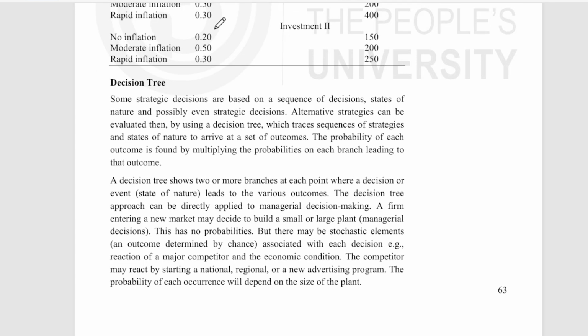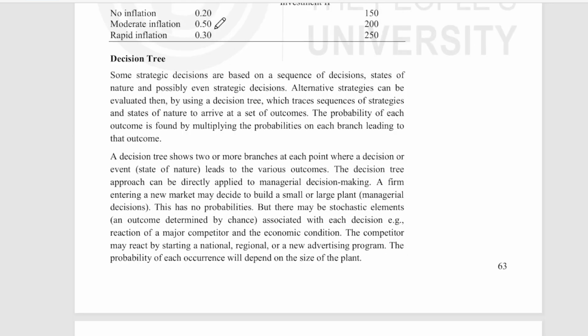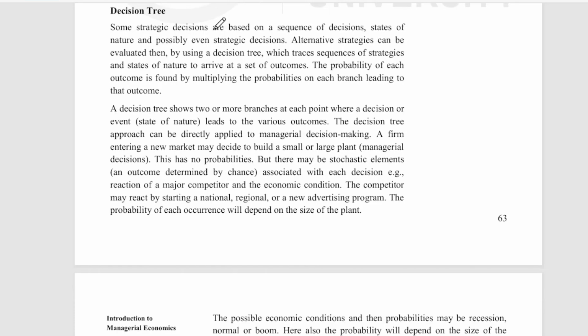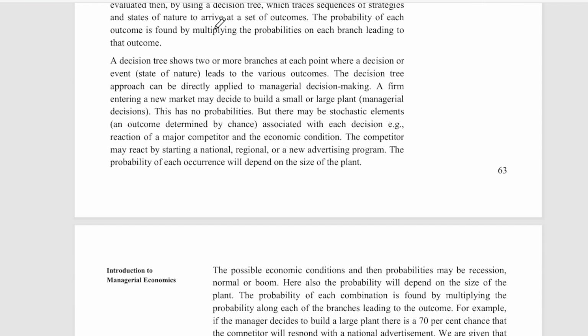Some strategic decisions are based on a sequence of decisions, states of nature, and possibly even further strategic decisions. Alternative strategies can then be evaluated by using a decision tree, which traces sequences of strategies and states of nature to arrive at a set of outcomes. And the probability of each outcome is found by multiplying the probability on each branch leading to that outcome. A decision tree shows two or more branches at each point where a decision or event leads to various outcomes. The decision tree approach can be directly applied to managerial decision making.